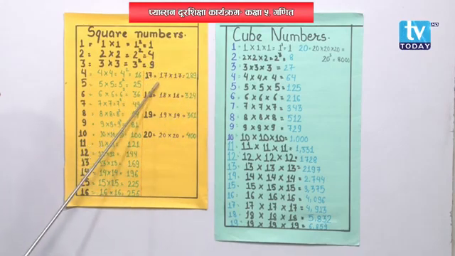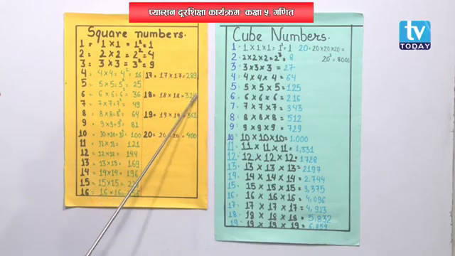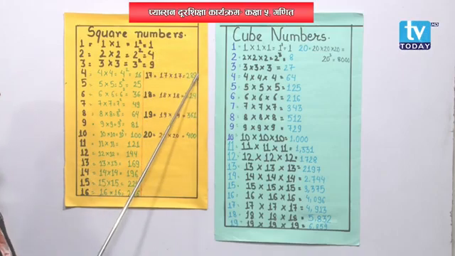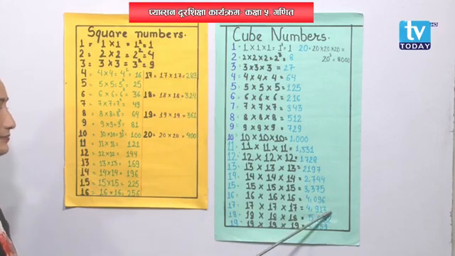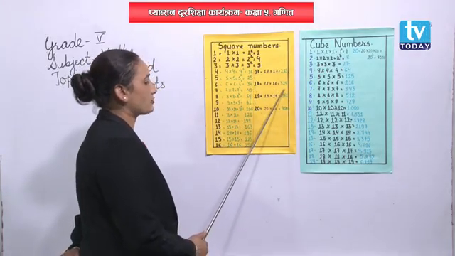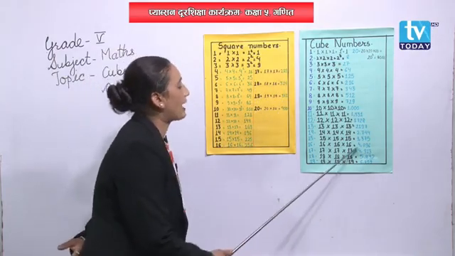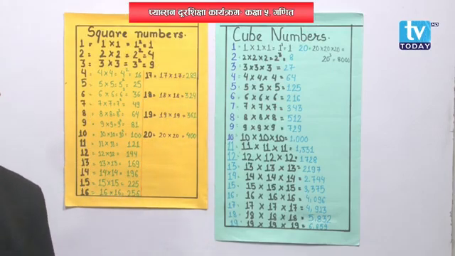Now, after that, 17 into 17, that is 289, is it? Okay. If again I multiply with the 17, then it will be 4913. Okay. So now next, 18 into 18, 324. Again if it is multiplied with another 18, then it will be 5832. Okay. So students, another number, that is 19 into 19, it's 361.